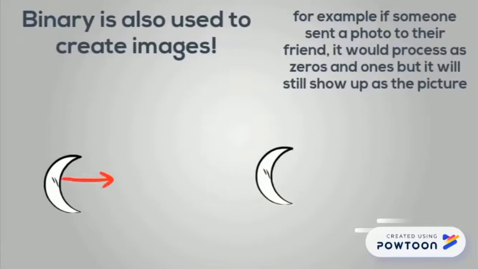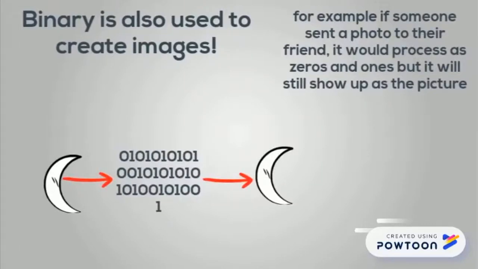Images also use binary. For example, if I send a photo to a friend, it would communicate with the computer as ones and zeros, but then it would still show up on my friend's computer as the image.